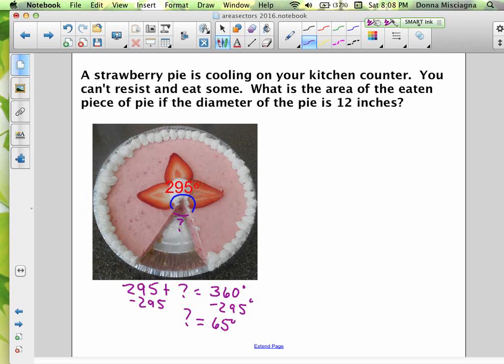All right, so remember our formula, and I'll just put it over here. Sector area is central angle over 360 times pi r squared. So here's the piece you ate. It's going to be the central angle, which we found to be 65 over 360 times. Now we need the radius. We're given the diameter.